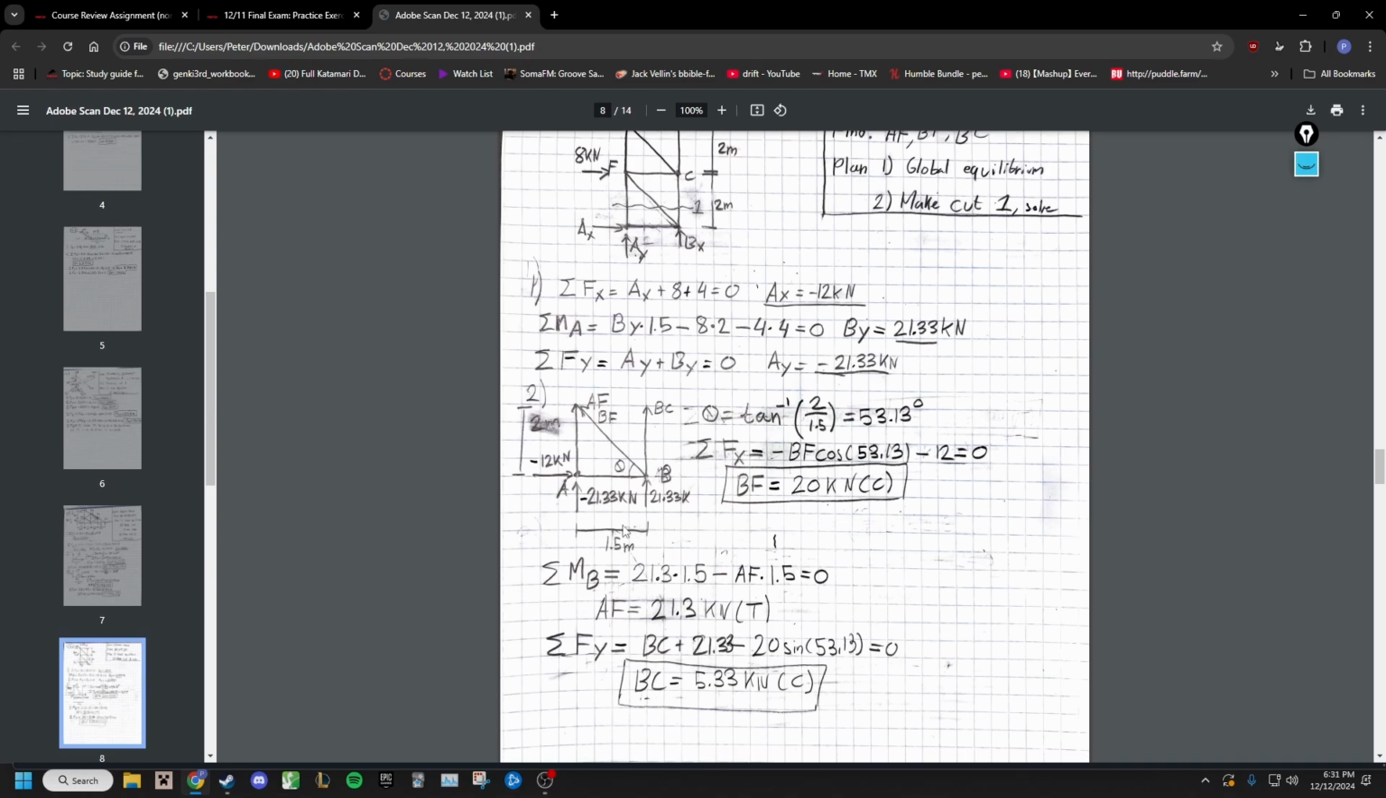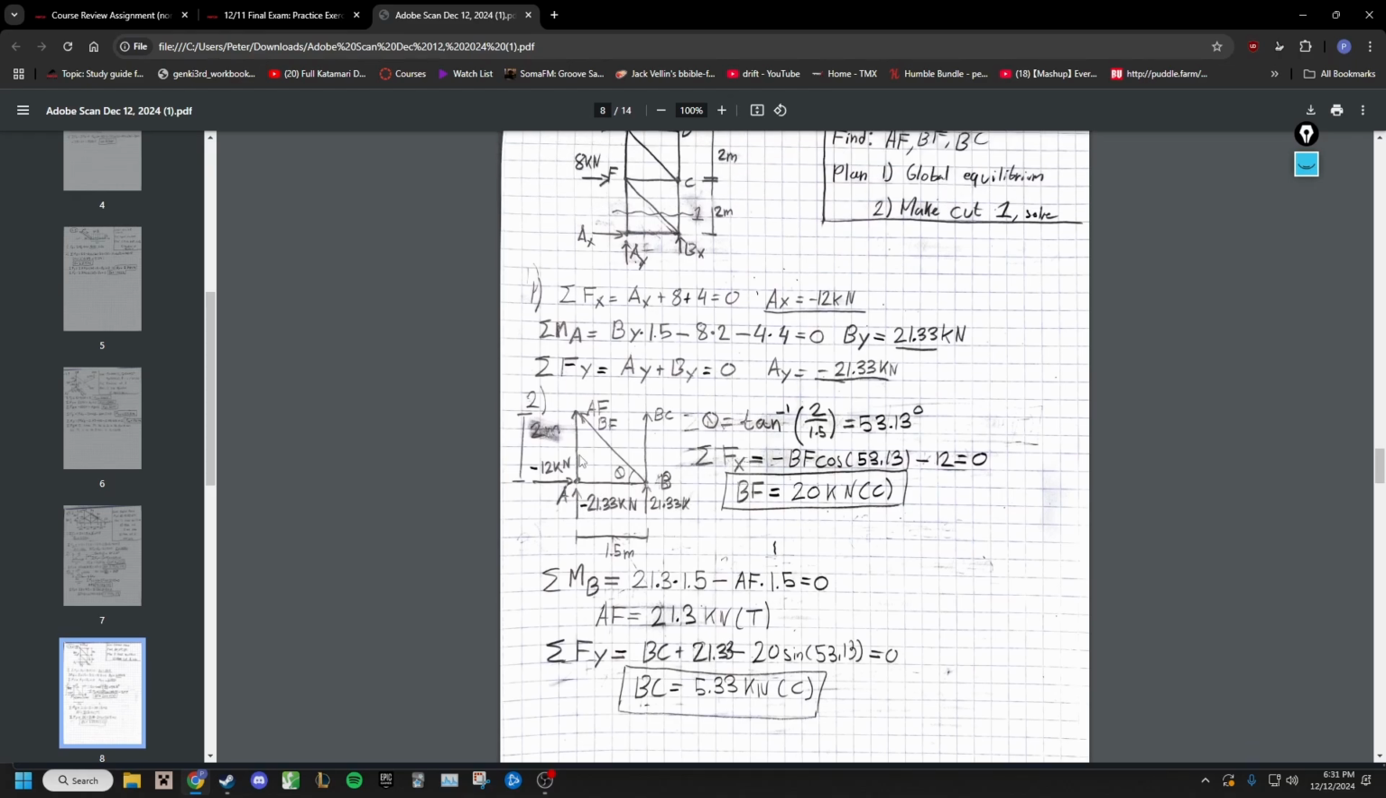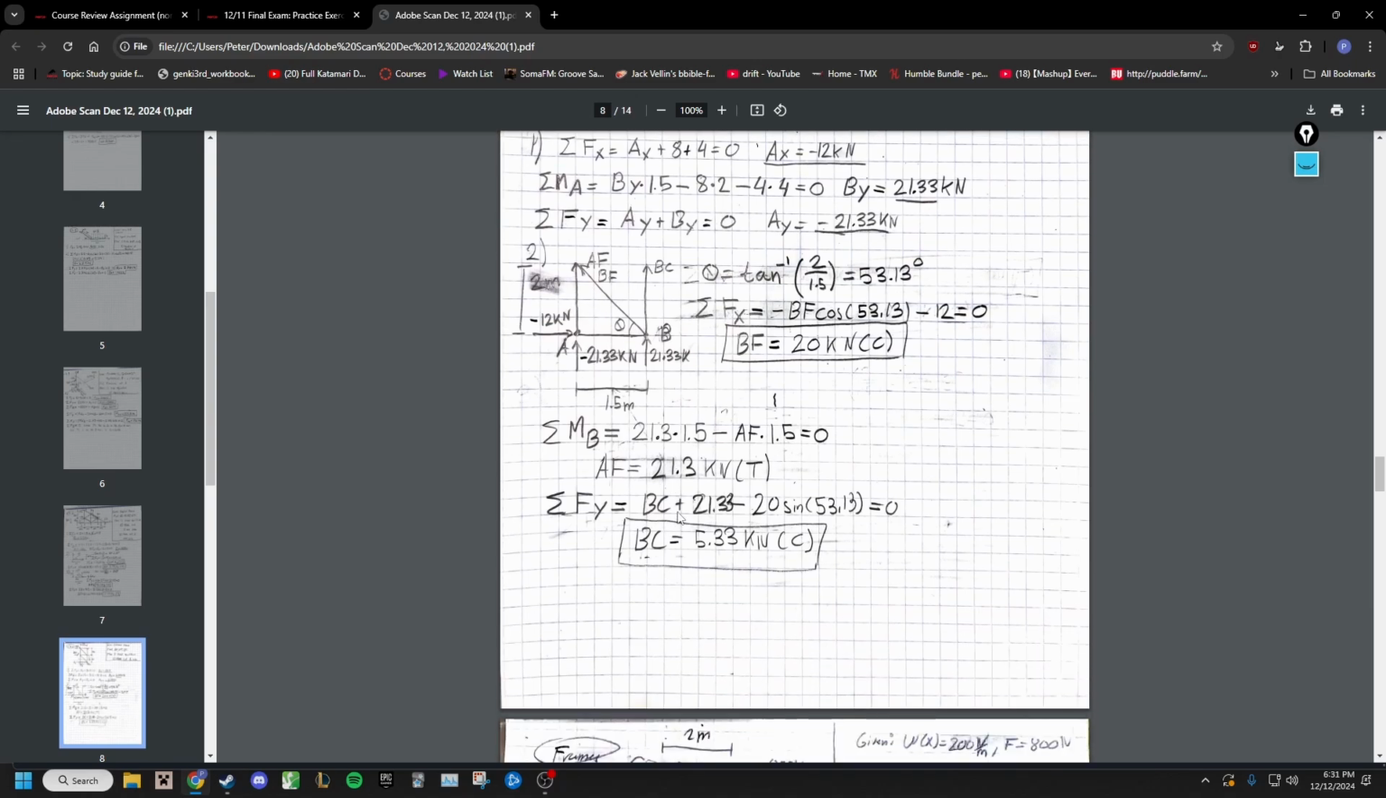compression. We then take the moment about B, which would cancel out quite a bit. It cancels out BF, BC, and B of y, and then we have just A of x and A of y, which we already know, and now let's just find A of F, and A of F is equal to 21.3 kilonewtons in tension. Then we do the sum of the forces in the y direction, and we find that BC, the internal force BC, is equal to 5.33 kilonewtons in compression.